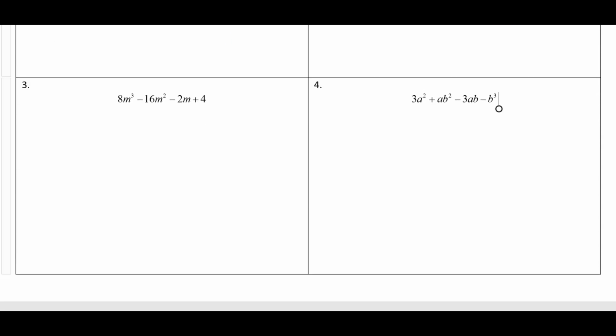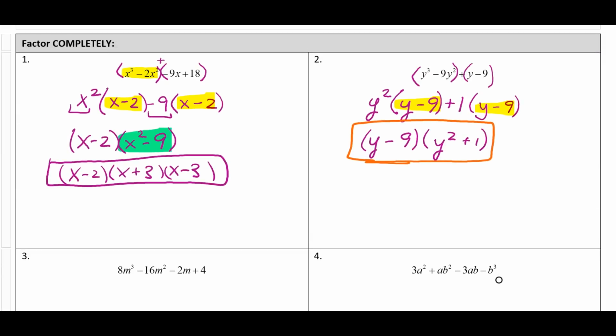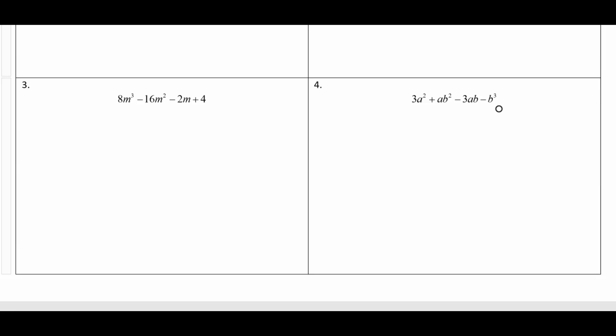Alright, number 3. So this one's a little different, and what makes it different is that when we look here, it has a greatest common factor. Now notice these other ones didn't because they started with x cubed and y cubed. They had nothing else in common. But down here, 8, 16, 2, and 4 all have a GCF of 2.